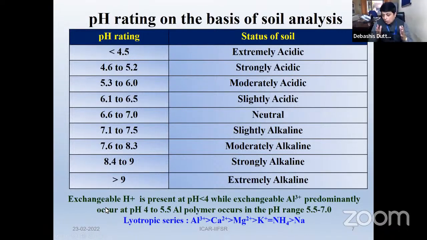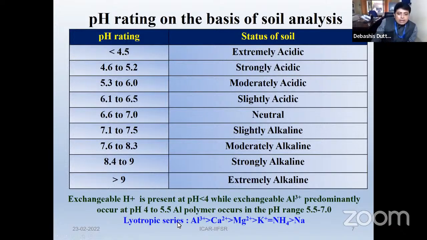So from this pH range, we can recognize, or we can assume, that in that range these types of hydrogen ion or aluminum polymers are predominant in the soil solution, and accordingly we can select that source of organic nutrients for application in the soils under organic production systems.